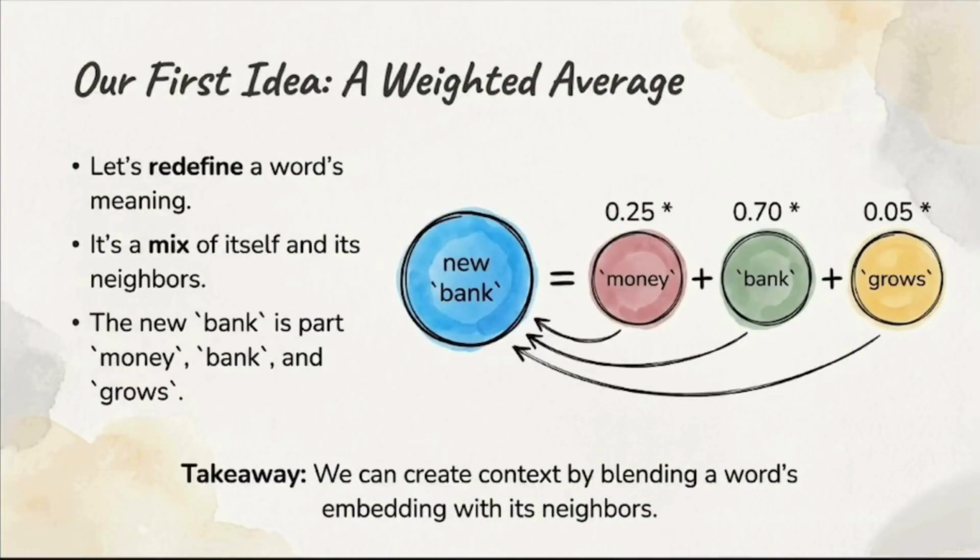Let's build a simple solution. For one word, we will mix information from other words, but not equally. Some words are weighted more, some matter very little. So we need to create a weighted average. That means important words get bigger weight, less important words get smaller weight. Example, in "money bank grows", the word money is very important for bank. So money should get higher weight.